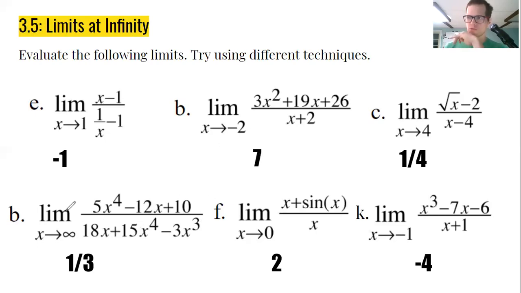So if I did this with L'Hopital's rule, to start, I would get 20x to the third minus 12 over, I'm going to rearrange the bottom, 60x to the third minus 9x squared plus 18. Now, I think the more you do it, the more you can quickly see that this 12 is going to go away.